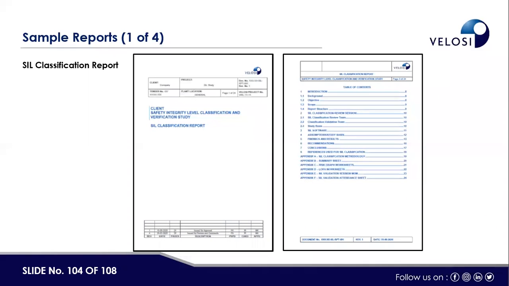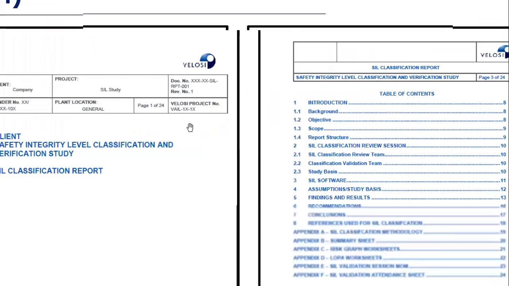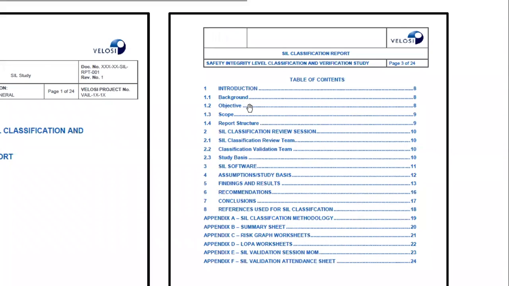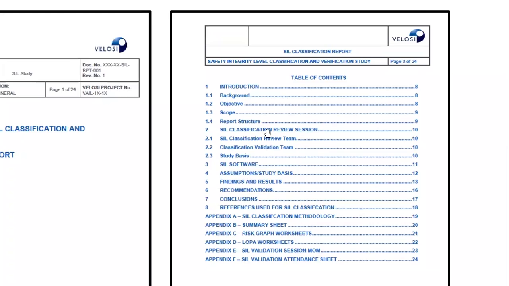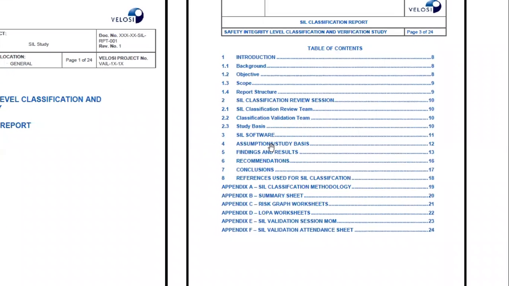So this is the sample SIL classification report. This is the table of contents: introduction, background, objective and scope, report structure, SIL assessment review session, study basis, software we have used, assumptions we have made, findings and results, recommendations, calculations, and these are the appendices which we make a part of the report: SIL classification methodology, summary sheet, risk graph worksheets, LOPA worksheets, validation sessions, minutes of meetings, and attendance sheet as well.